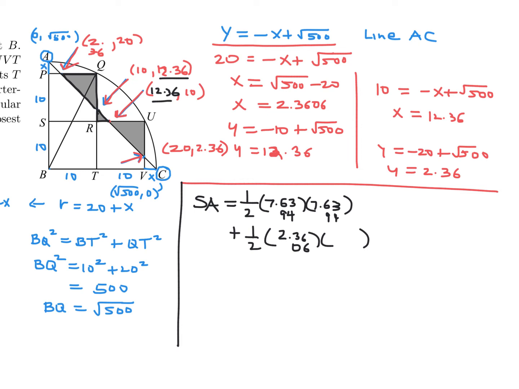And similarly, the height, same kind of story. It would be 12.36 minus 10 if you look at it. So that's again going to give me 2.3606.